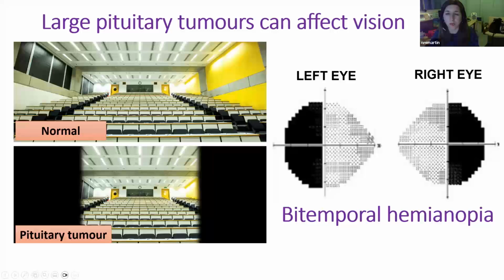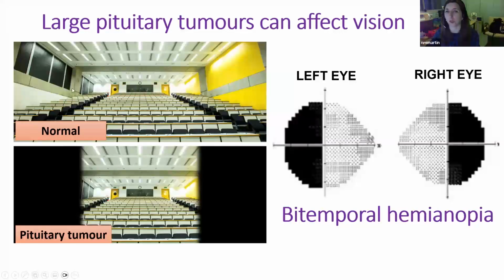So I use this slide to teach medical students about what a pituitary tumor can do to vision. So this is me looking upwards at an empty lecture theatre where I teach the students. And this is me as an example of normal vision, where I can see the whole lecture theatre.